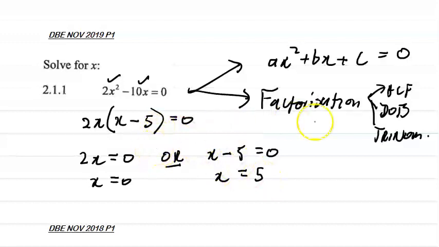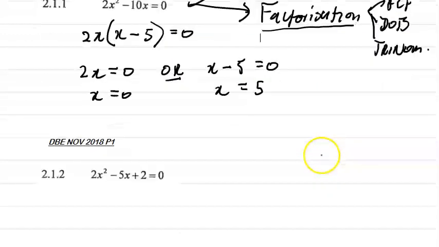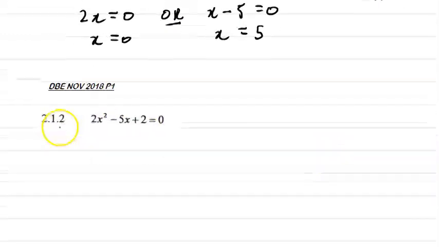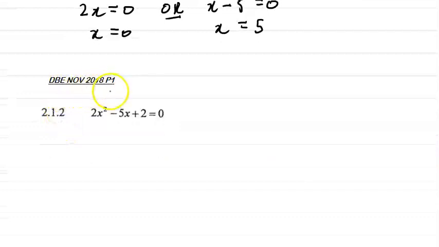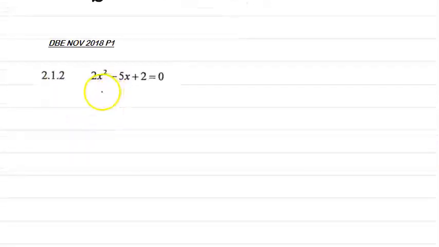So we must know all types of factorization. Let's look at the next example. This one appeared in the DBE November 2018 paper 1. It reads as follows: solve for x. 2x squared minus 5x plus 2 equals 0.